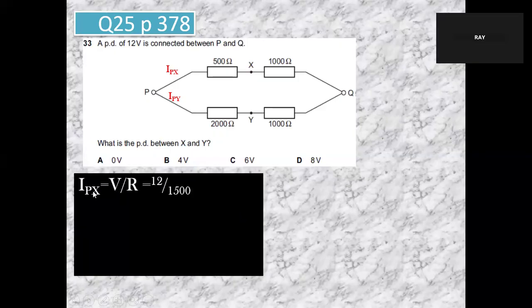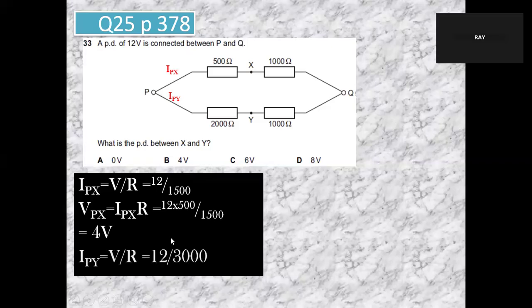Okay, Px, the current, right? Total is 12 volt, across here is 12 volt. So you find the current through here. Ipx is 12 volt divided by this added together, 1500. And Vpx equals Ipx times R, which is this one, right? So that one times 500, you get 4 volt.